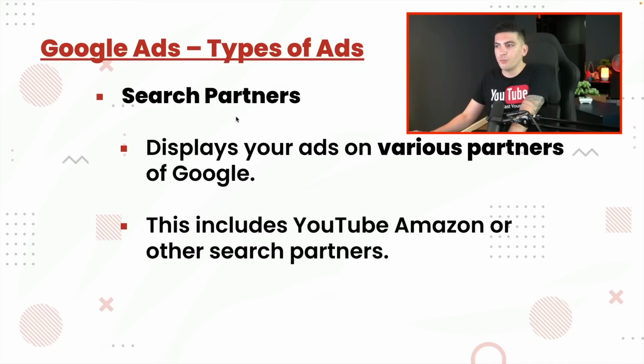Here we have search partners. So display your ads on various partner websites of Google. This includes YouTube, Amazon, or other search partners. I think they have like a list, right? I think there's like Amazon, YouTube, some Google article websites, and just like their close partners. When we were creating the ad, there's a little checkbox to select the search partners. So this is what search partners are.